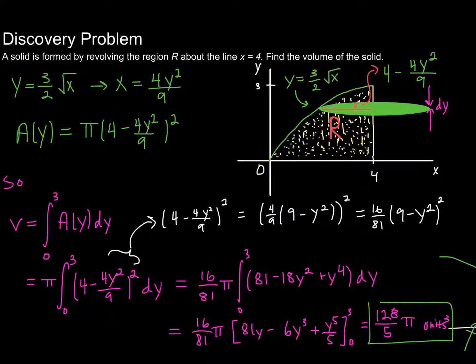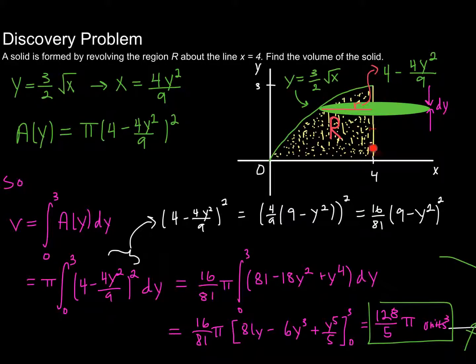We knew we needed an expression for the radius of our cross-sections. And in order to come up with it, we just asked ourselves this simple question: what components go into computing this radius? Those components are simple. It's the line x equals 4 and the curve 3 over 2 square root of x. More specifically, it's the distance between those two curves horizontally, or the distance between the x-coordinates of this line and the x-coordinates of our green curve.